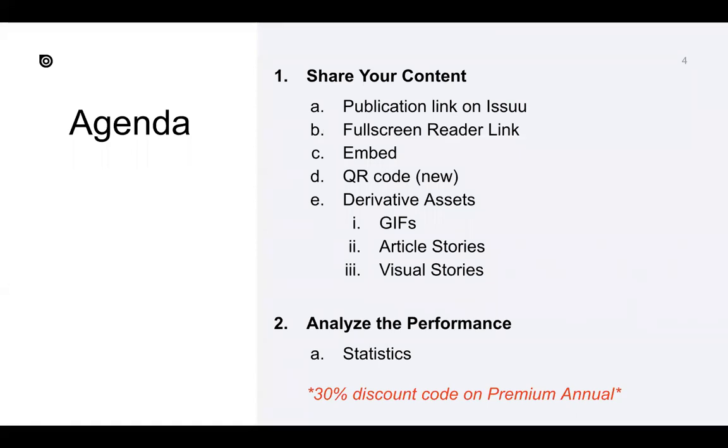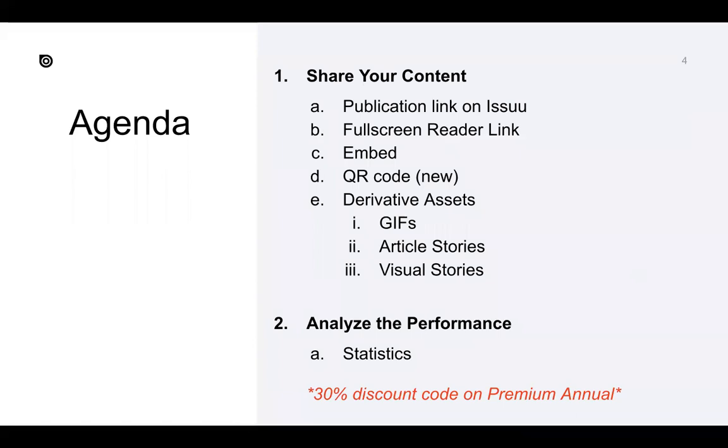So this is the QR code, something new on Issuu. Please let us know what you think about this new feature. And we also have all these assets that I showed you yesterday. So you can recreate your publication into a short looping video, into this GIF that you can create on Issuu within a couple of seconds.